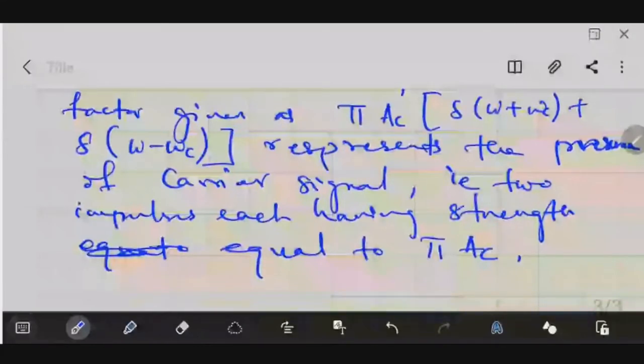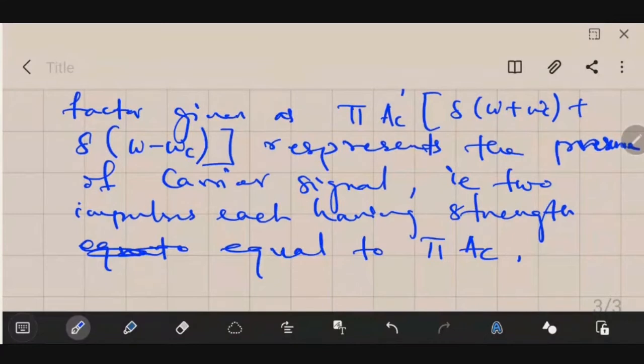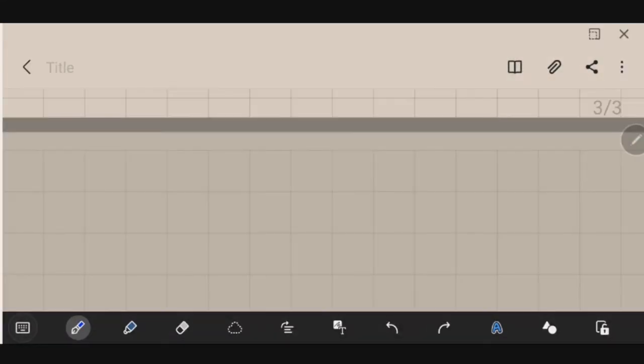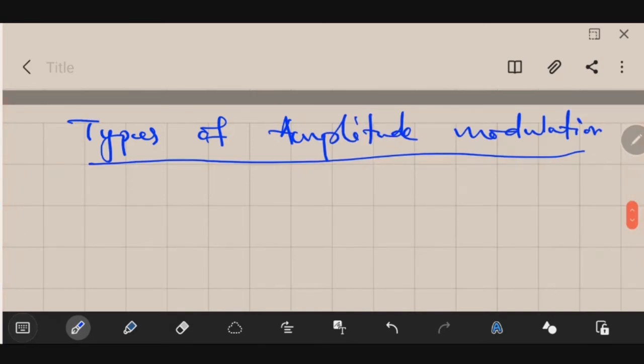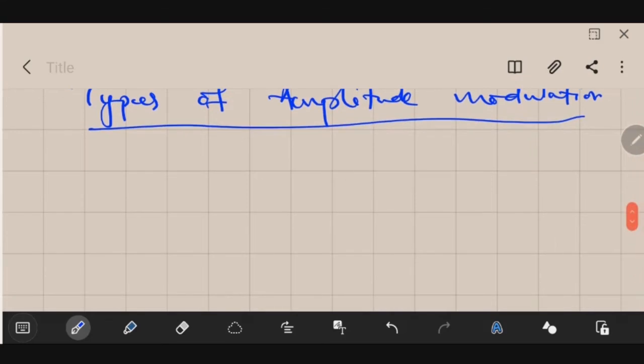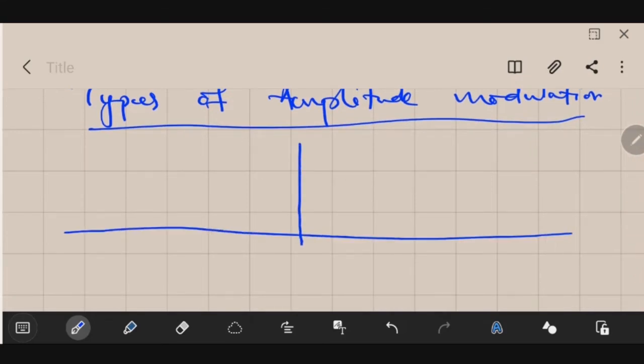Then let me redraw that spectrum, and then we will discuss the different types of amplitude modulation. From that spectrum only we will get the different types of amplitude modulation. So now let us discuss the different types of amplitude modulation. Let me redraw the spectrum, and from it we will come to know the different types.